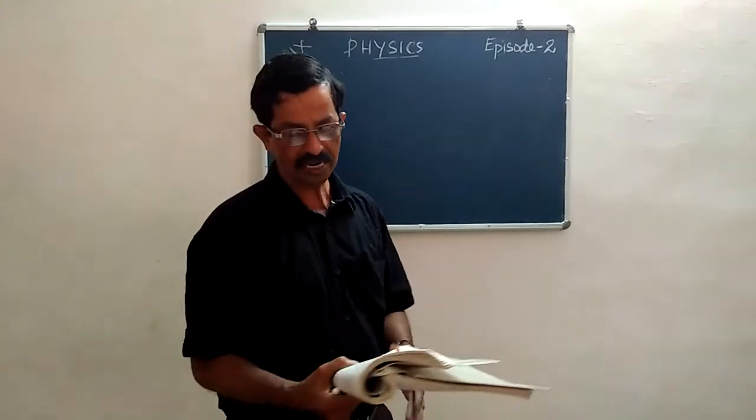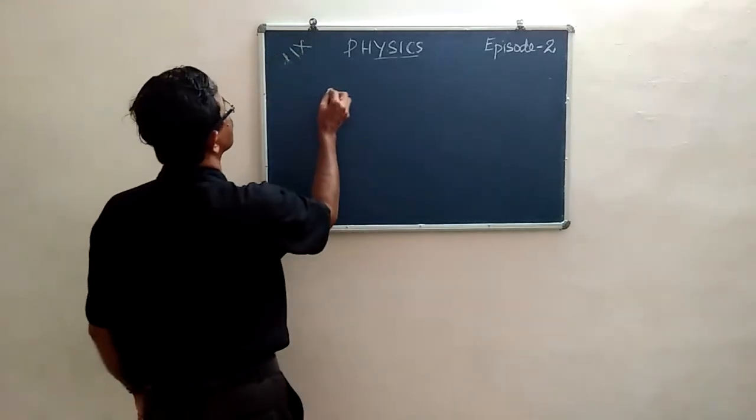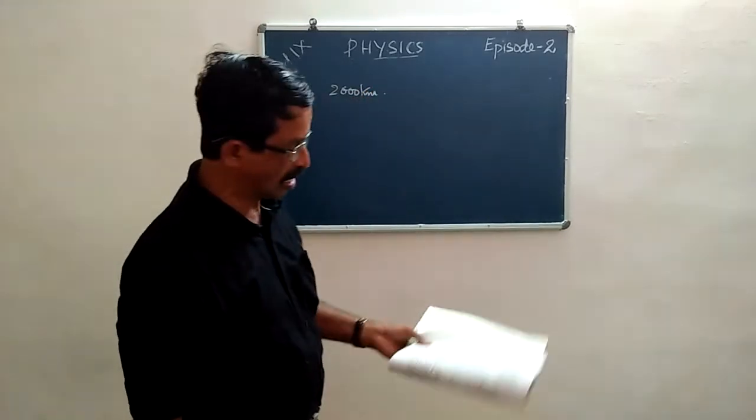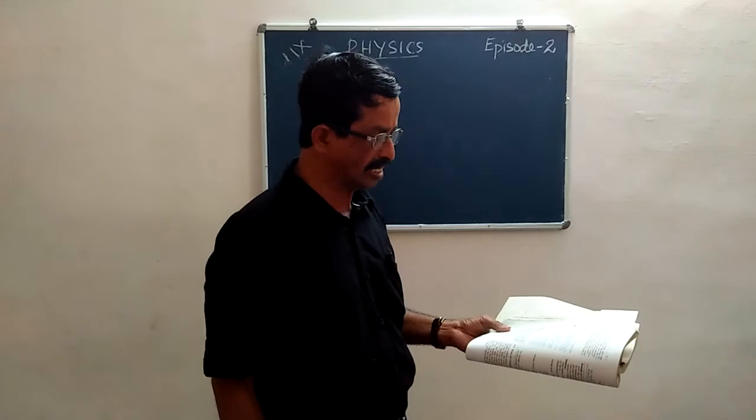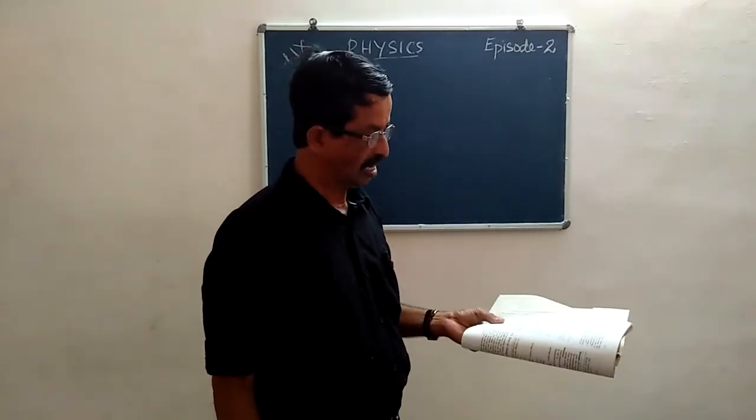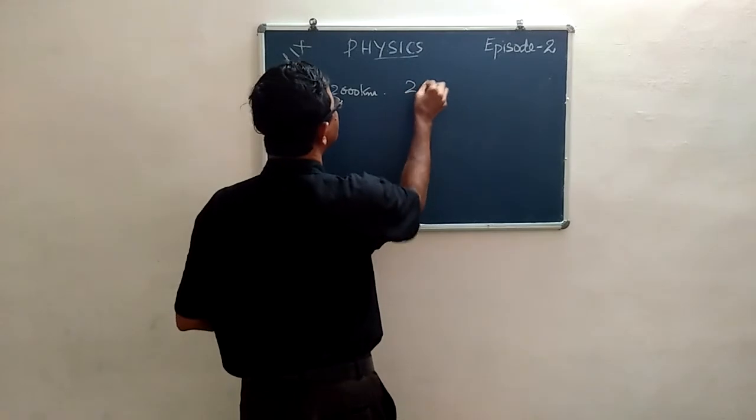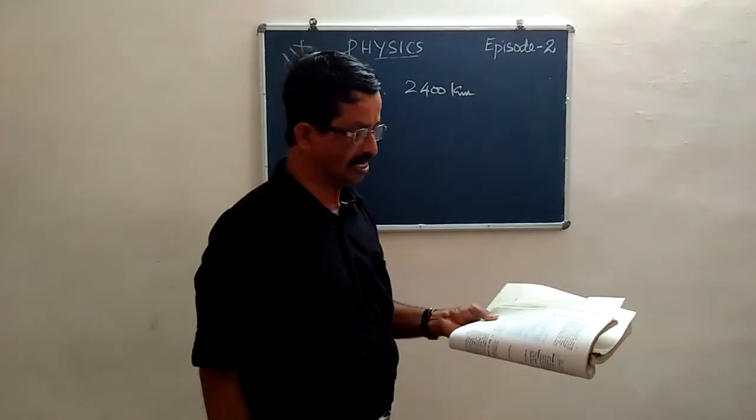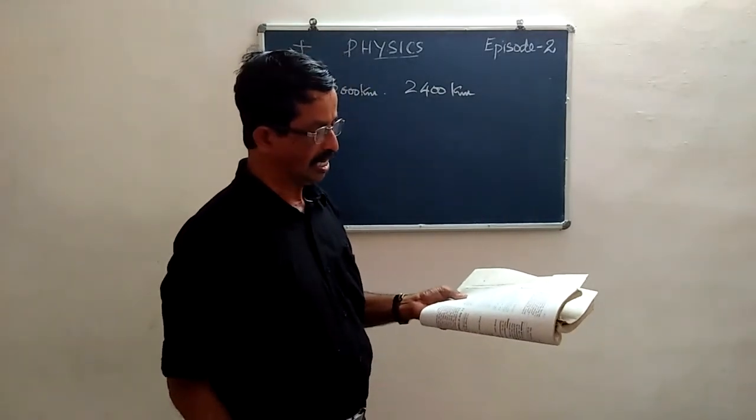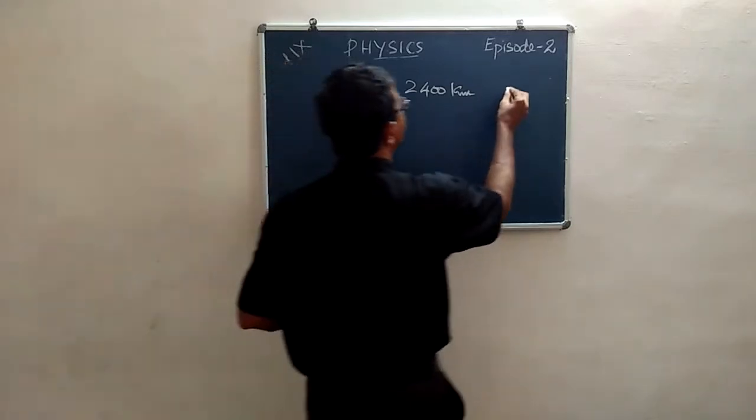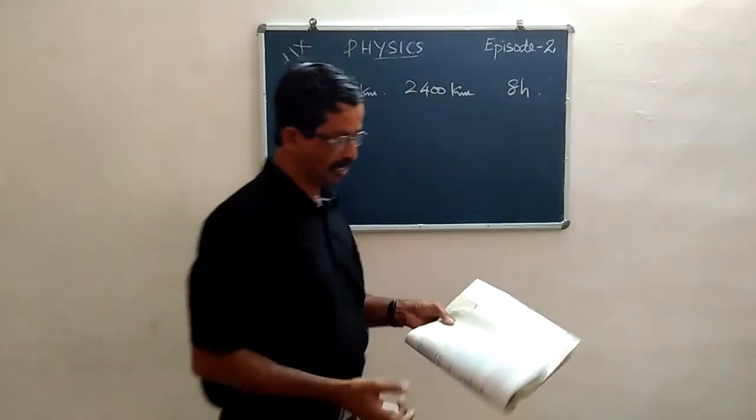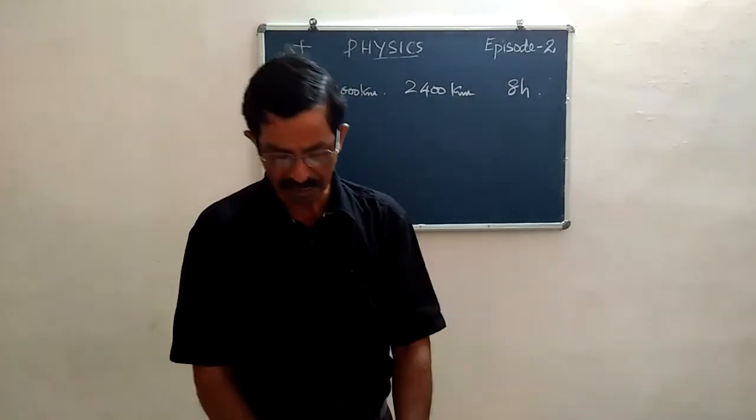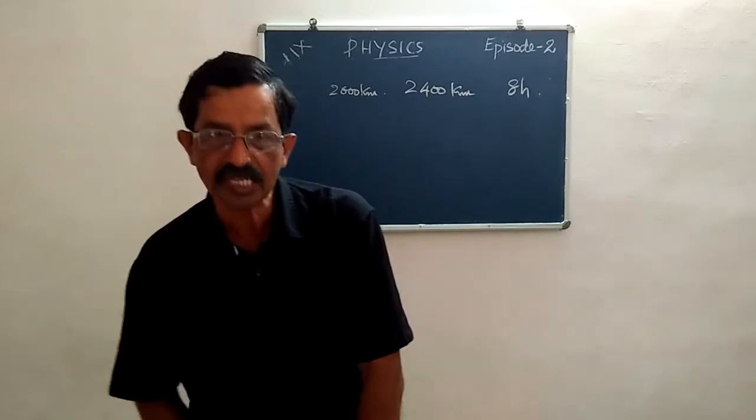The odometer of a car reads 2000 kilometer at the start of a trip, and 2400 kilometer at the end of the trip. If it took 8 hours, calculate the average speed of the car in kilometer per hour and meter per second.